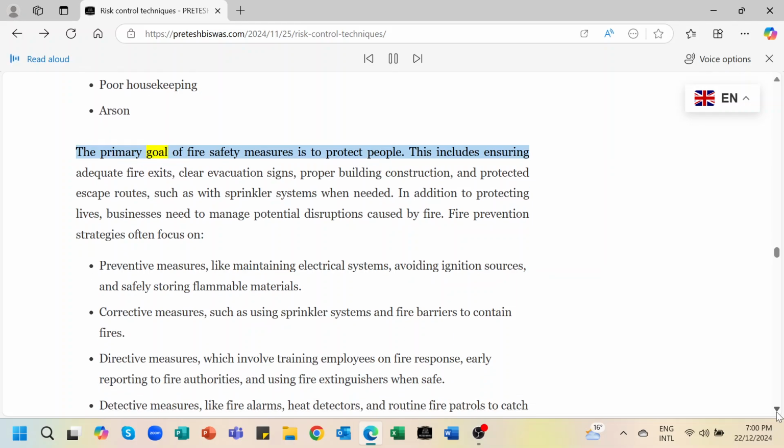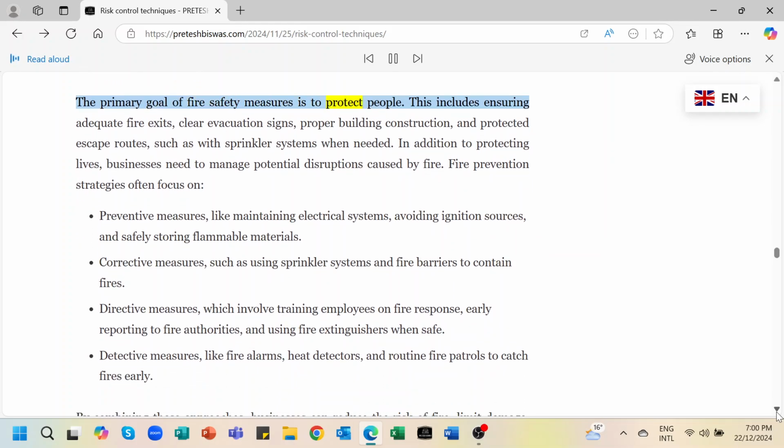The primary goal of fire safety measures is to protect people. This includes ensuring adequate fire exits, clear evacuation signs, proper building construction, and protected escape routes, such as with sprinkler systems when needed. In addition to protecting lives, businesses need to manage potential disruptions caused by fire.